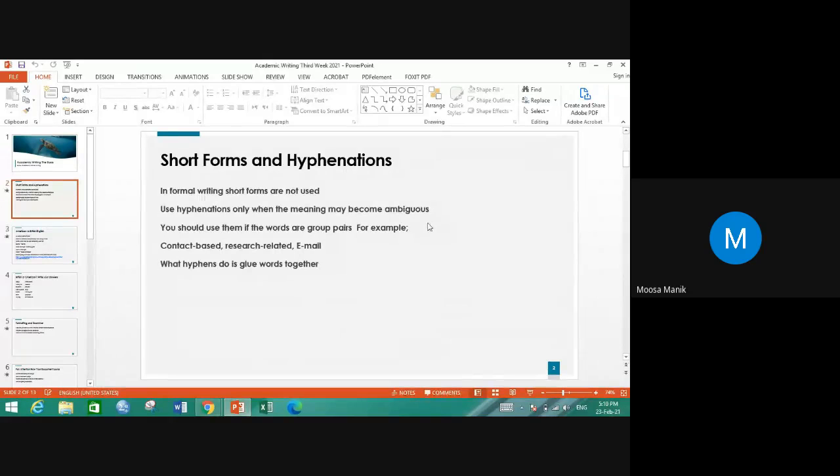Okay. What hyphens do is they just glue words together, right? Like for example, in some of the examples I have given, these two words are connected in a way that they cannot actually be separated. So even though they are two words, they become a kind of word pair. That's why they are used like that.